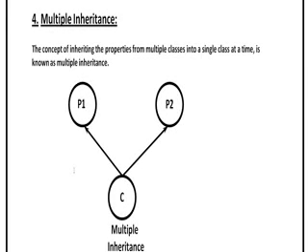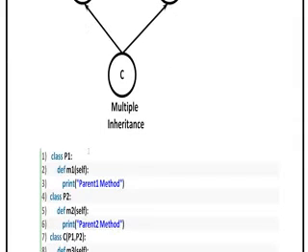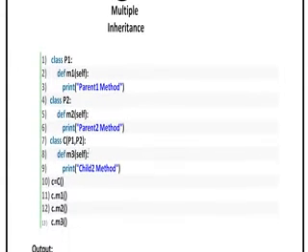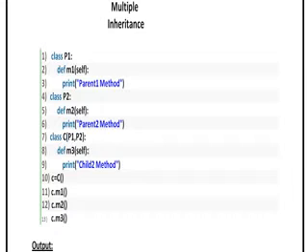Next, multiple inheritance. Multiple inheritance means it is going to access multiple properties from a single class at a time. Here I have defined class P1. In P1 I have defined the M1 method, parent method. In P2 I have defined the M2 method. Next, in the M3 method I have defined a child 2 method. So here I am executing C dot M1, which means I am going to get the parent 1 method output. C dot M2, I am going to get the parent 2 method. C dot M3, I am going to get the child 2 method.